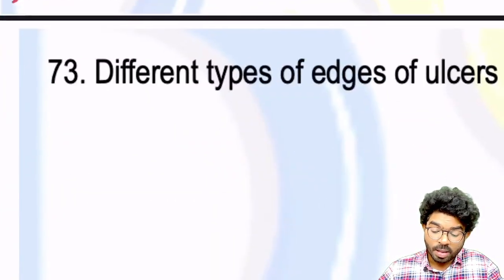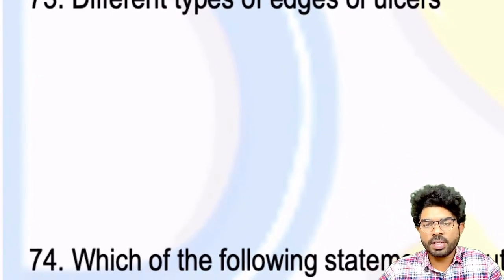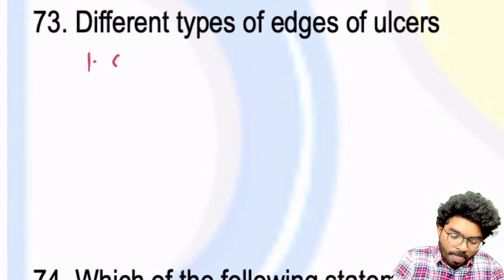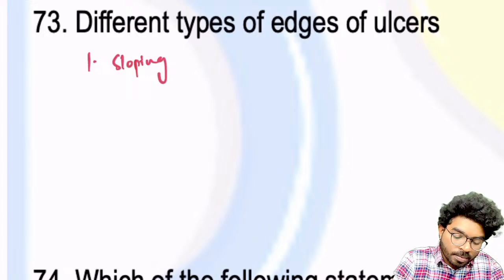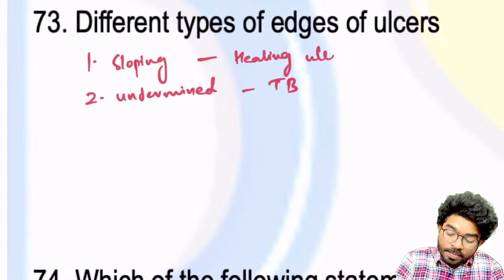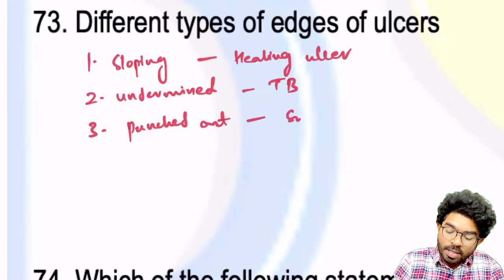Next, we'll jump into the next part, that is types of edges. Types of edges were already discussed. The types of edges are sloping, undermined, and punched out. Undermined edges are seen in the case of TB, sloping edges are seen in the case of healing ulcer, punched out edges are seen in the case of syphilis.